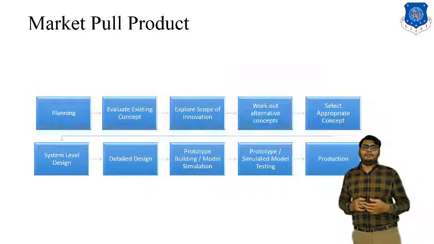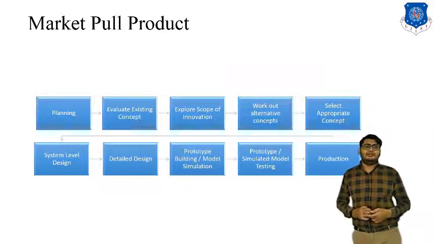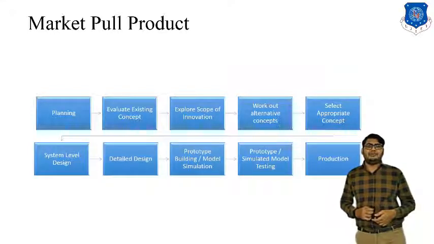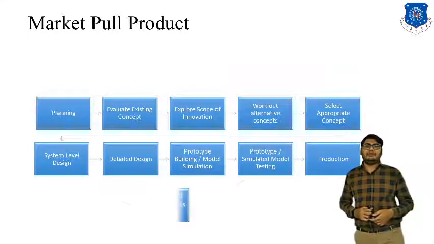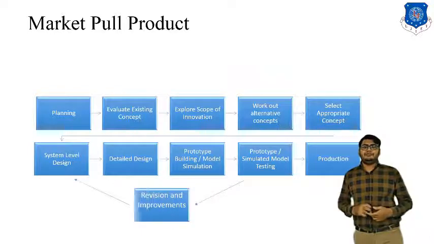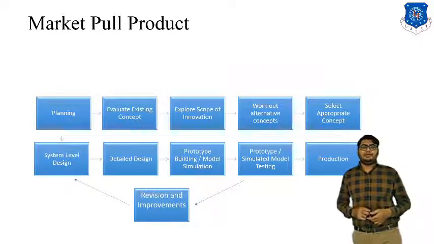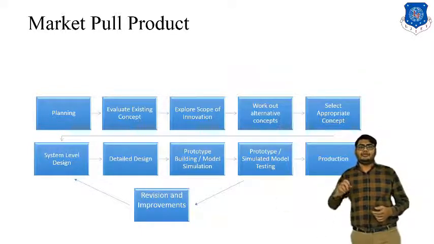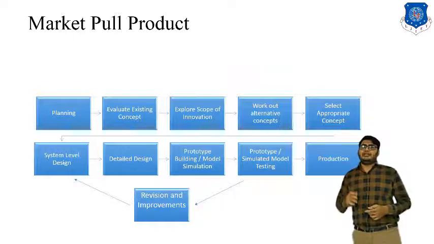We can build a prototype or model, and then we can test this model or prototype, and after that we go for production. If during prototyping and simulation model testing we feel there are chances of improvement, then we go for revision and improvements, then we again go on to system level design and repeat the cycle.